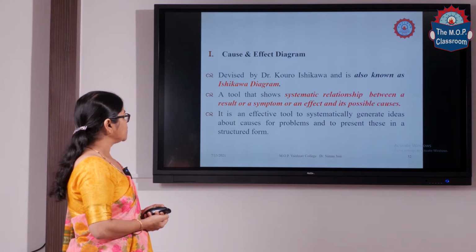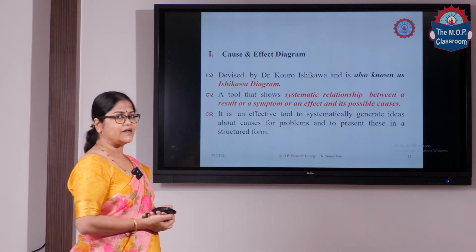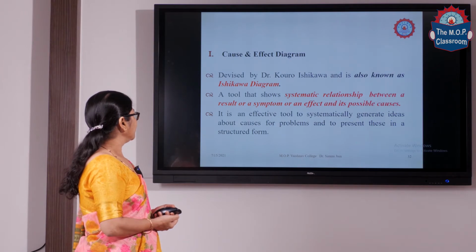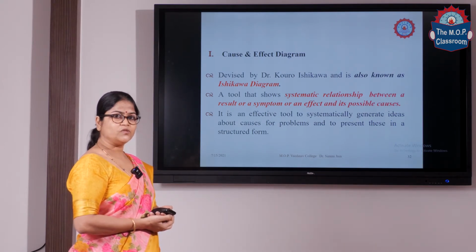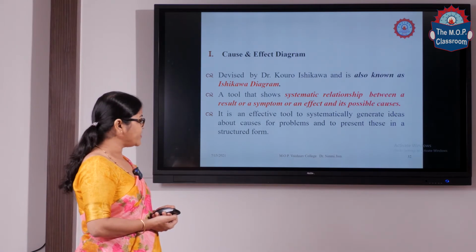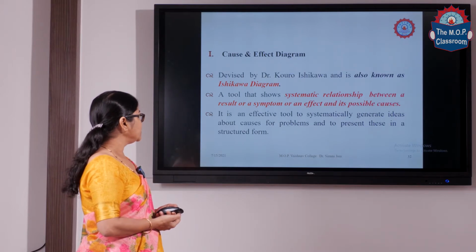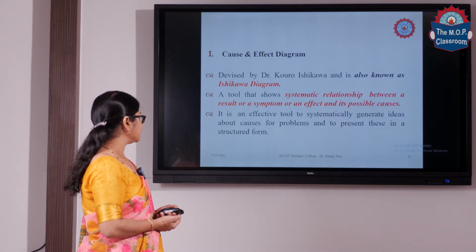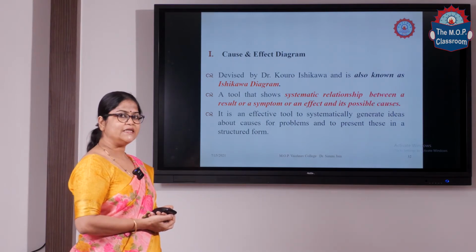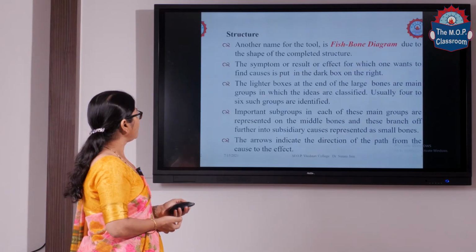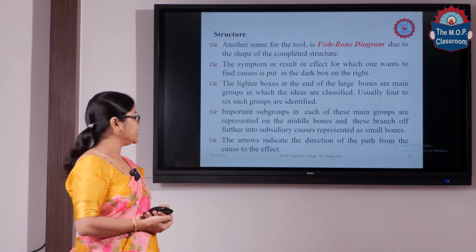Cause and effect diagram. It was devised by Dr. Kaoru Ishikawa and is also known as Ishikawa's diagram after his name. A tool that shows the systematic relationship between a result or a symptom or an effect and its possible causes. It is an effective tool to systematically generate ideas about causes for the problems and to present these in a structured form.